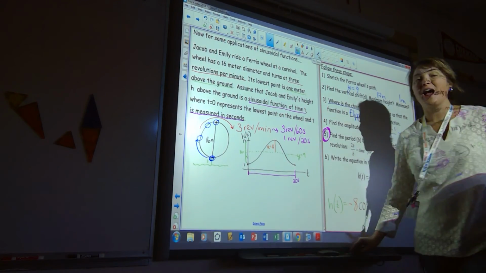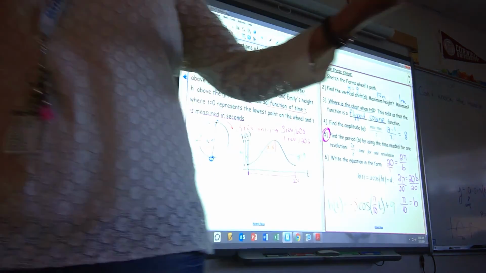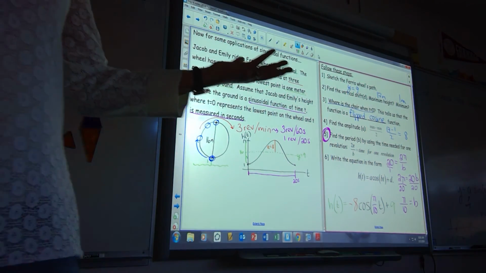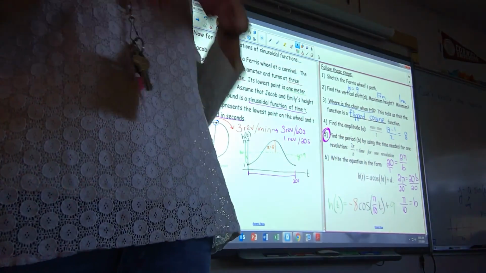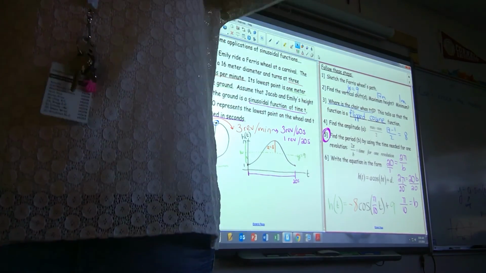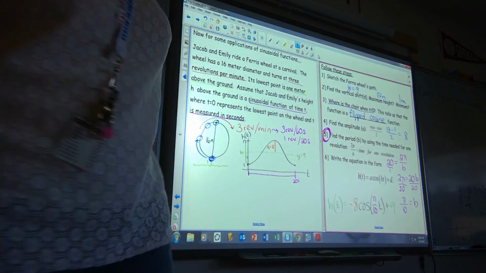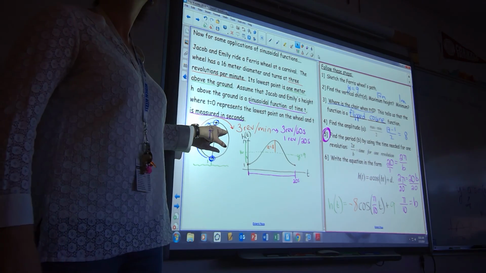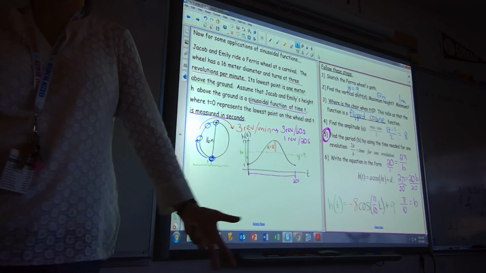So with this equation, I could say to you, hey, after they've been spinning around this wheel of death for 48 seconds, where exactly are they? And you would know, oh, they're right here. Okay. So there you go.